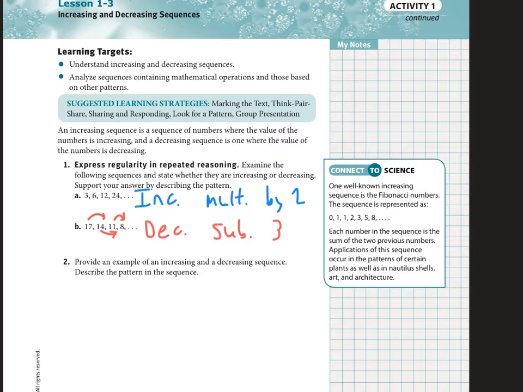Okay, so can we provide an example of an increasing and a decreasing sequence? I'll leave that up to you guys. Just come up with one in your head and then describe the pattern.